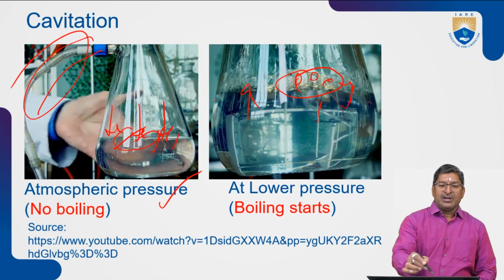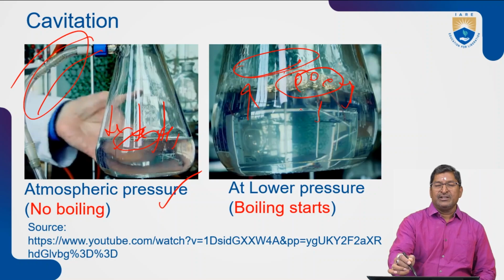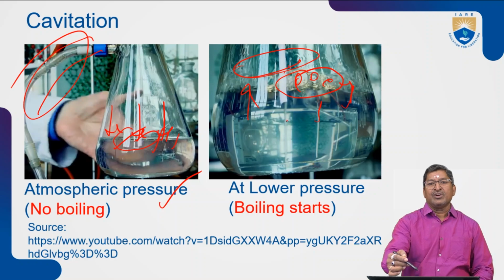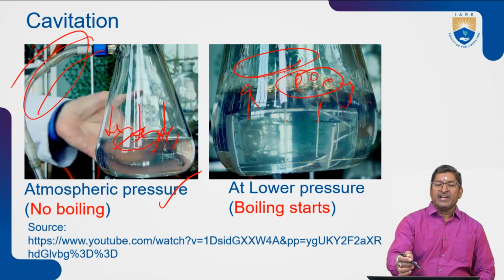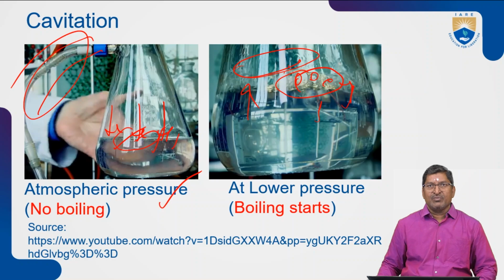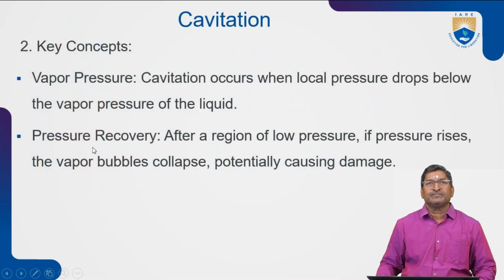So here, the pressure is becoming less on the top surface of this liquid, which means local pressure has dropped, hence this water in liquid form is becoming gaseous form. That means bubbles are formed, which is called cavitation. And pressure recovery: after a region of low pressure, if pressure rises, the vapor bubbles collapse, potentially causing damage.